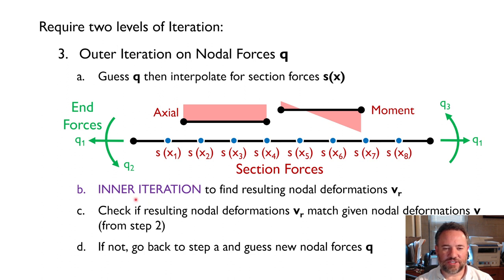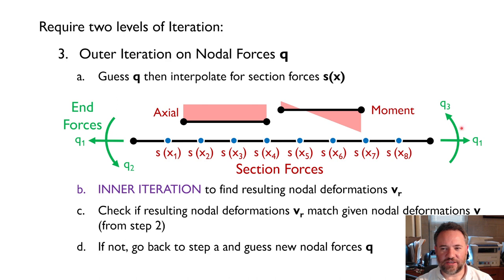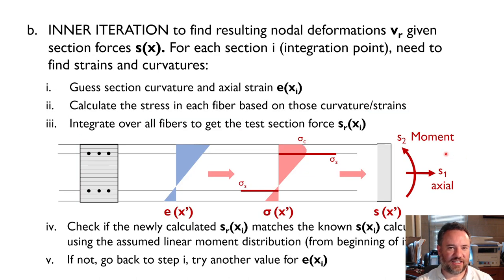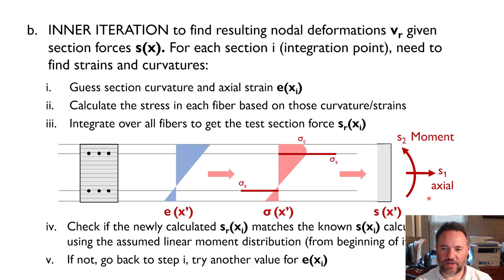Now then we have to figure out, how do we figure out what are the nodal deformations, V, these deformations that are associated with the nodal forces that I guessed? That's the inner iteration. So the inner iteration is like the backwards situation of what we did with displacement-based beam column, to find the resulting nodal deformations given section forces. So basically I have these section forces which came from these assumptions. So I say, for this section, based on my assumption of end moment and end axial force, I have an axial force at this section and I have a moment at this section. So I know the moment and the axial force.